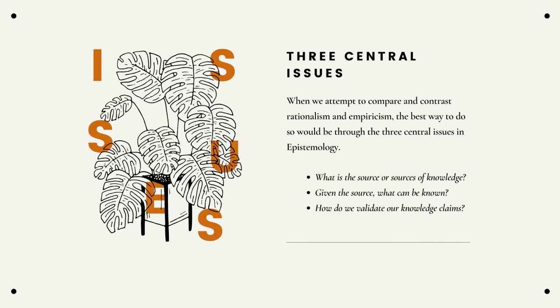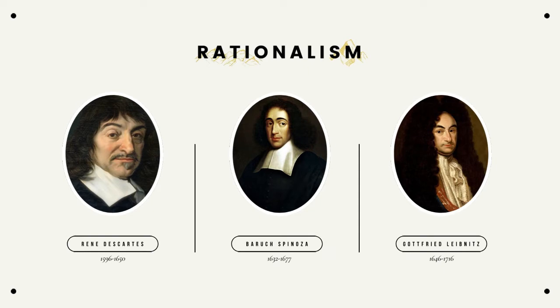All theories of knowledge from the ancient times down to the present must first provide an answer to these three central issues. Consequently, any comparative analysis of theories of knowledge must begin from these three central issues as well. This is our foundation or bottom line. Now, let us consider how the rationalists would provide an answer to the three central issues in epistemology.